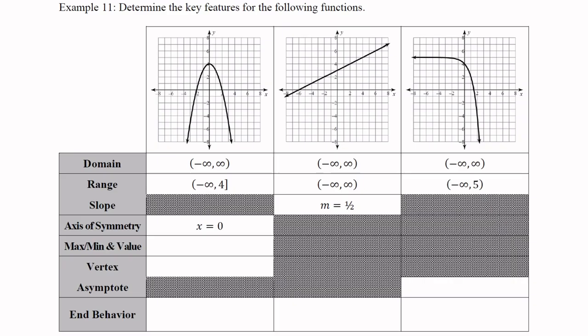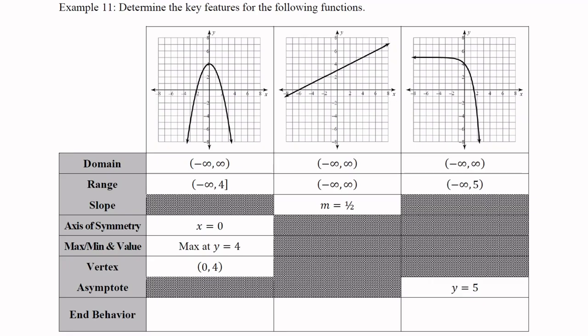Again, maximum and minimum and our value only applies to quadratics, so we do have a maximum, and that is located at y equals 4. And then our vertex is at the point 0, 4. Let's look at our exponential in the third column. For our asymptote on that one, we have y equals 5.